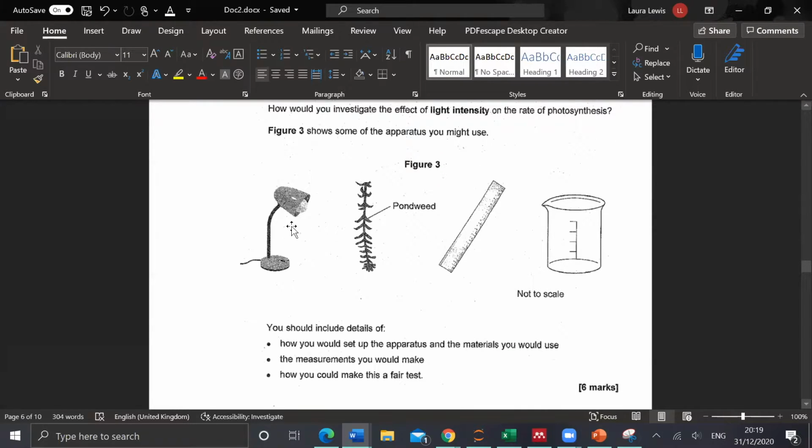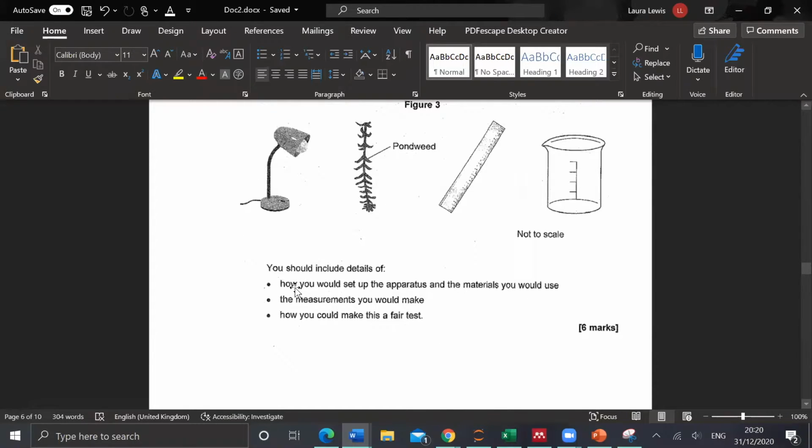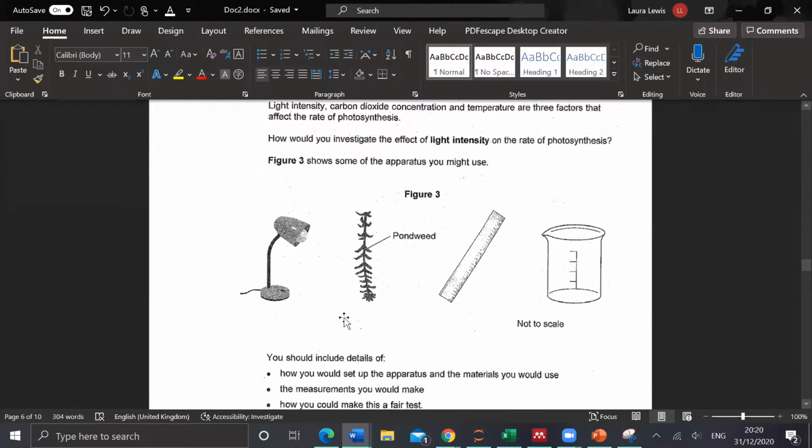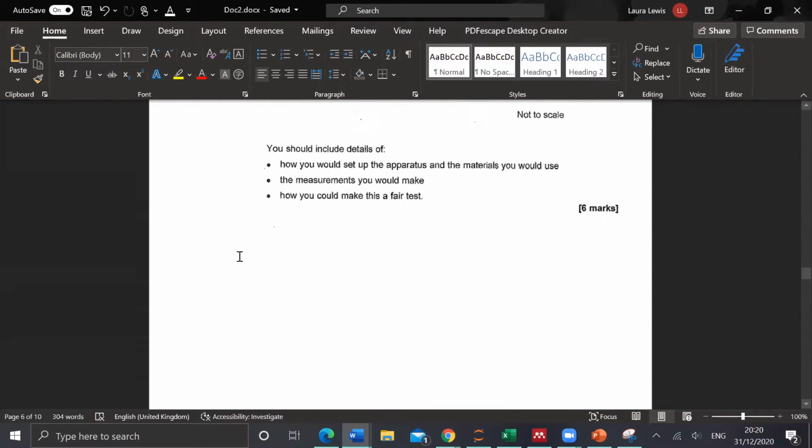You've got a lamp, some pondweed. That's a plant that grows in ponds. If you've got a pond, you'll know about it because it grows everywhere. A ruler and a beaker. It says you should include details of how you set up the apparatus, the materials you would use, the measurements you would make, and how you'd make it a fair test. So actually what we do, investigating the effect of light intensity on the rate. Let's write that down, what we're actually doing.